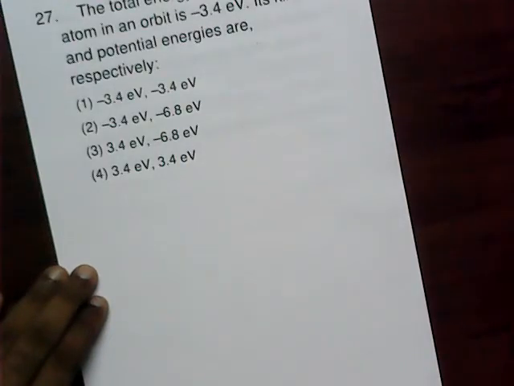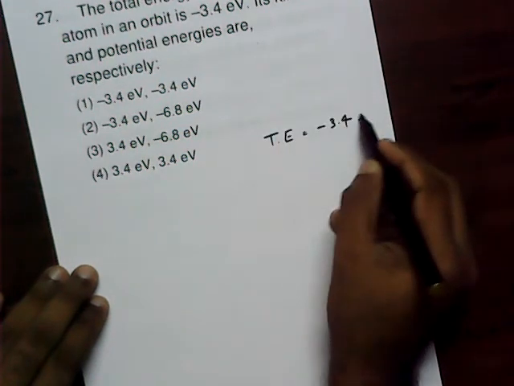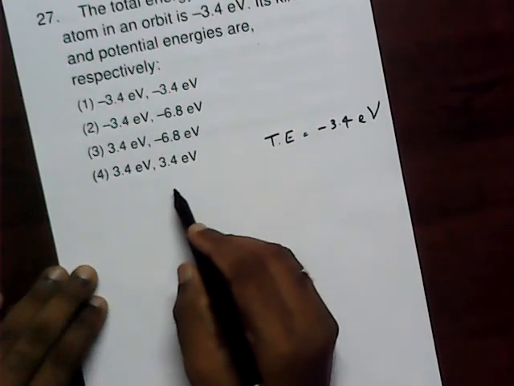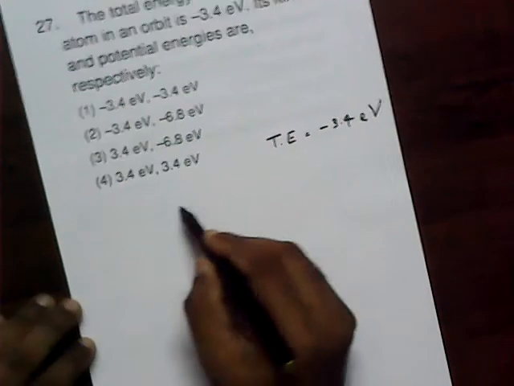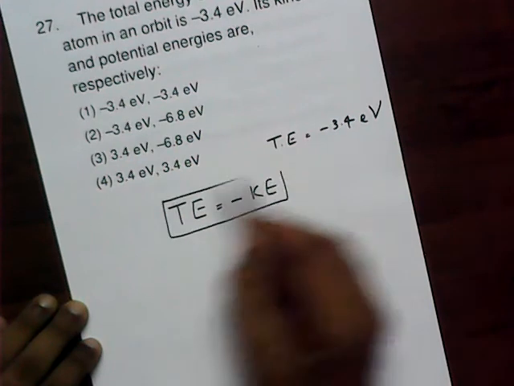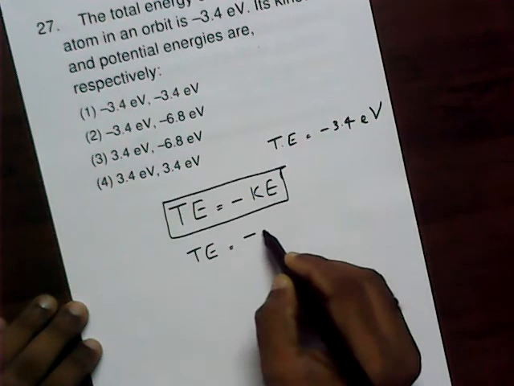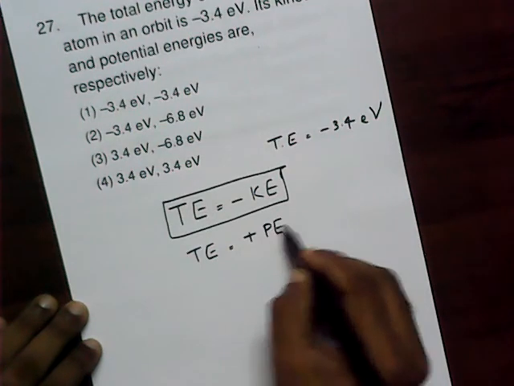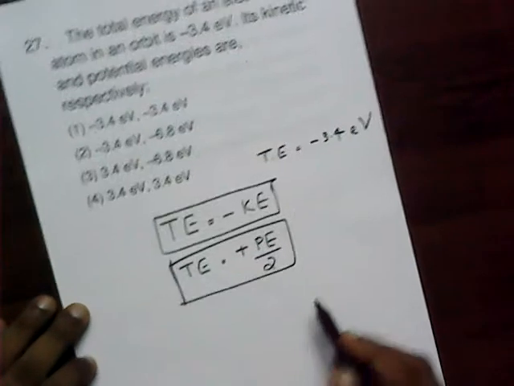Number 27. The total energy of an electron in an atom in an orbit is minus 3.4 electron volt. Its kinetic and potential energies are? And keep in mind the shortcut, the very important concept. The total energy is minus kinetic energy, and also the total energy is equal to potential energy by 2. So here the total energy is given.